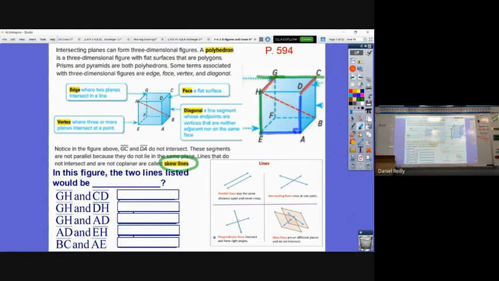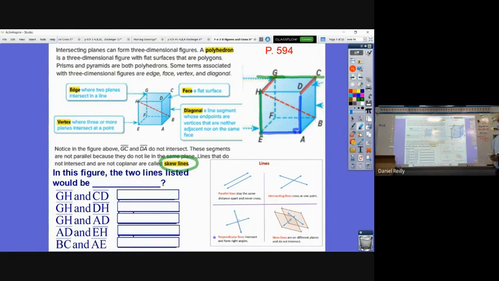Parallel lines never intersect, but they're like train tracks. Skew lines never intersect, but they're not in the same plane. Okay? So you need to be able to identify the relationships of lines, edges in a three-dimensional figure. So let's take a look at some in this picture.